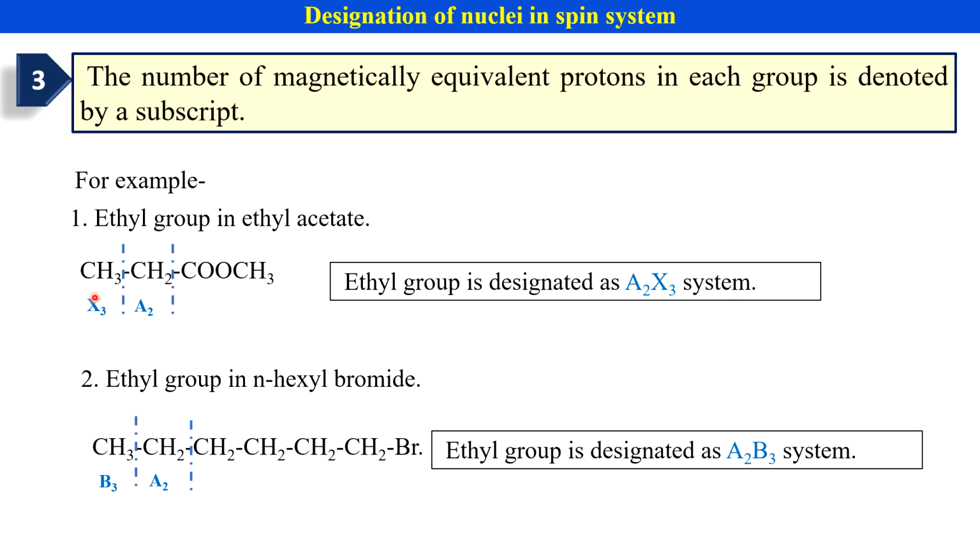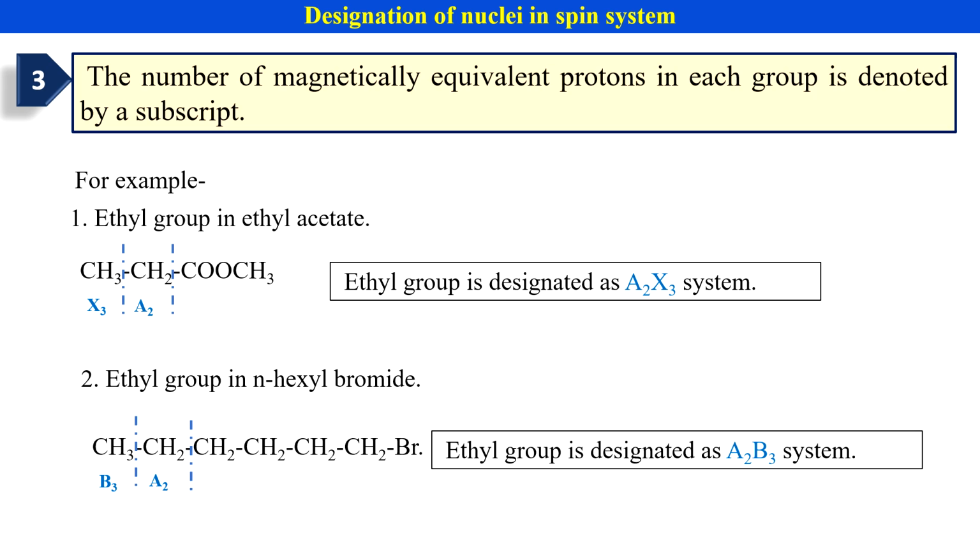The chemical shift values of A and X are well separated. Another example, the ethyl group in n-hexyl bromide. In that case, the chemical shift values of CH2 and CH3 are very close to each other, and for CH2 there are 2 protons, therefore it is designated as A2. There are 3 protons in the methyl, therefore it is designated as B3. That is, 3 indicates there are 3 protons, 2 indicates there are 2 protons in that spin system. Thus the ethyl group is designated as an A2B3 system.